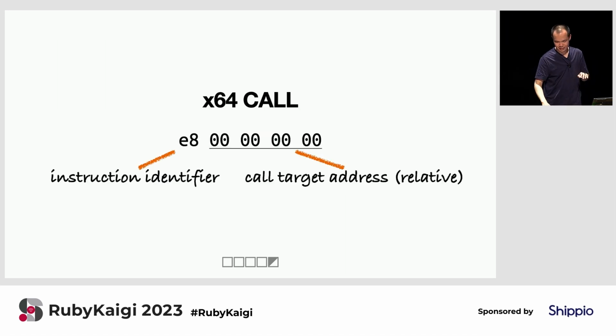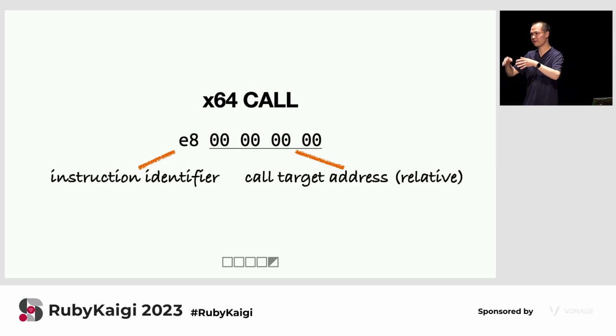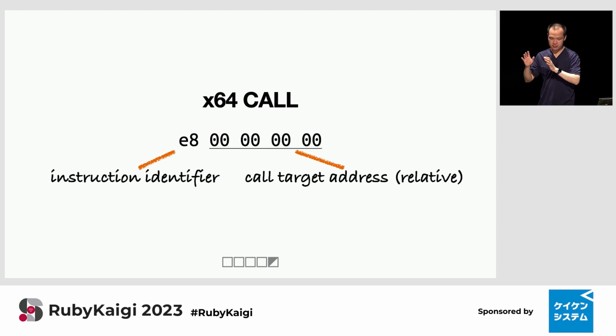So this is what exactly is being edited, and this is the call instruction on x64. The first byte tells you that it's a call instruction, and the next 4 bytes are an offset that encodes what you're calling. It's actually a relative address, so if you call the same function twice, they're not going to encode the same, because it's always go this number of bytes forwards or go this number of bytes backward.